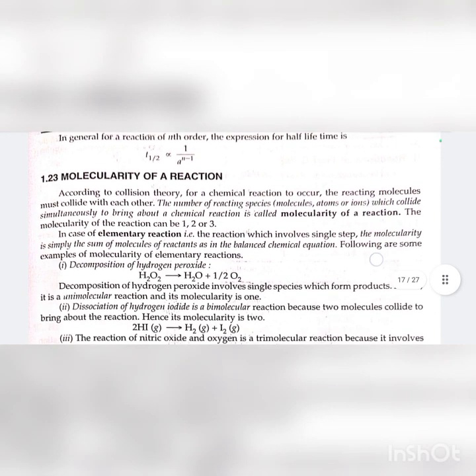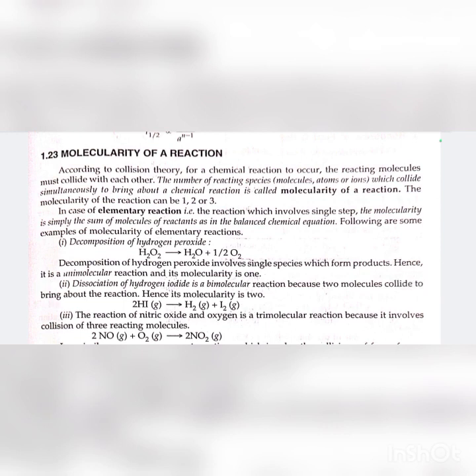Molecularity of a reaction. According to collision theory, for a chemical reaction to occur, the reacting molecules must collide with each other. The number of reacting species, molecules, atoms, or ions which collide simultaneously to bring about a chemical reaction is called the molecularity of the reaction. The molecularity of reactions can be 1, 2, or 3. In case of elementary reactions, the reactions which involve a single step, the molecularity is simply the sum of the molecules of the reactant as in the balanced chemical equation.